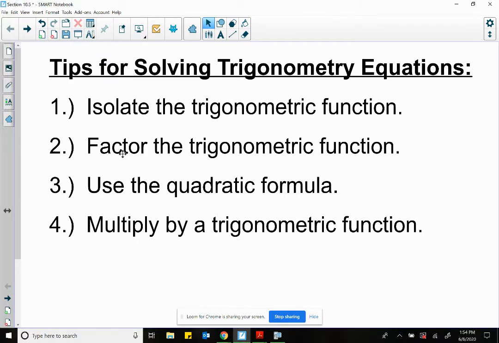Other things that are going to be helpful: factoring the trigonometric functions. So you need to know how to factor. That's useful in here. Also, using the quadratic formula if factoring is not possible. And then sometimes we will even multiply by a trigonometric function to help us introduce the idea of squaring. So you'll see a little bit of this later on where we have to multiply by a trigonometric function to help us out, to get us information that we can use.